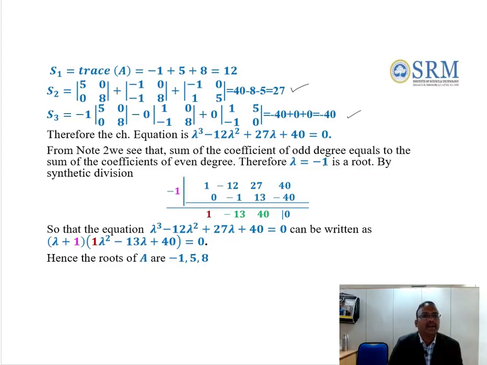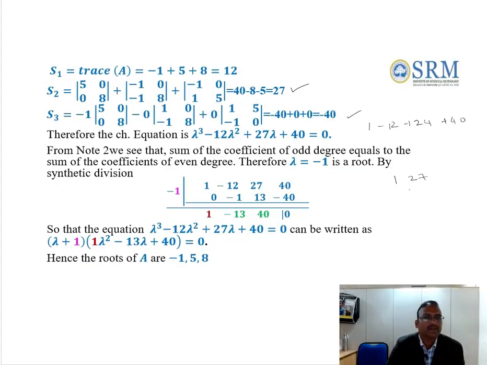Now if you see, the sum of all the coefficients is not equal to 0. Look at this, what are the coefficients? 1, minus 12, and then plus 27, and then plus 40. Therefore, which is not equal to 0, so lambda equal to 1 is not a root. Whereas, if we add the coefficients of odd degree, what are the coefficients? 1 and then 27.